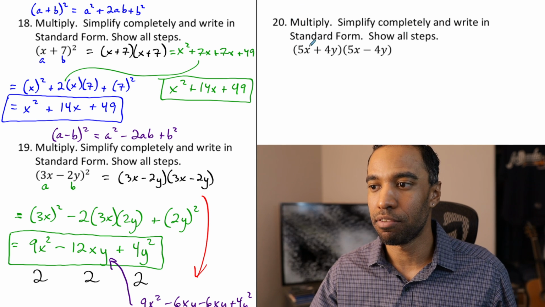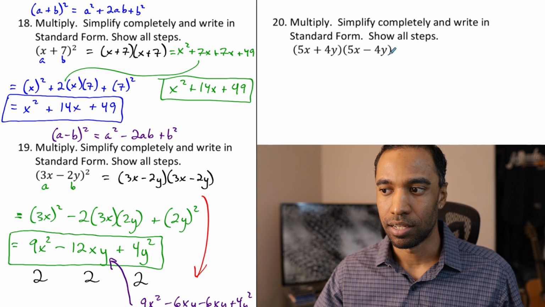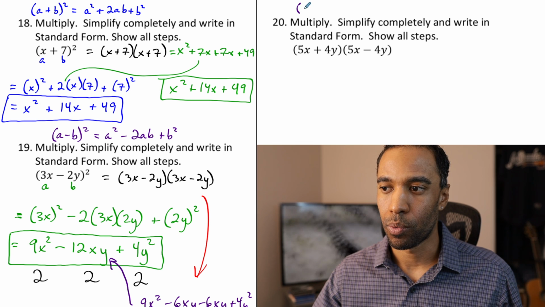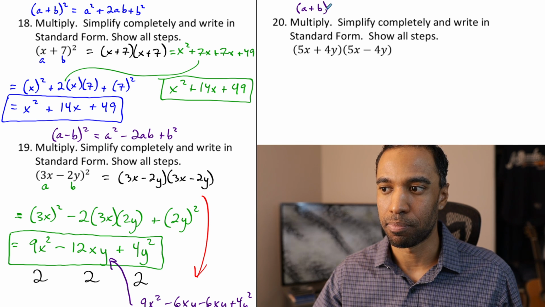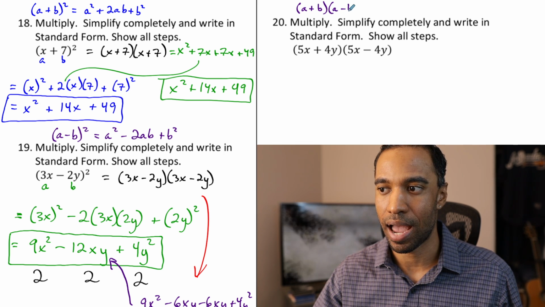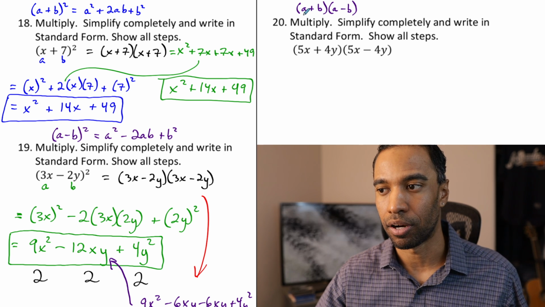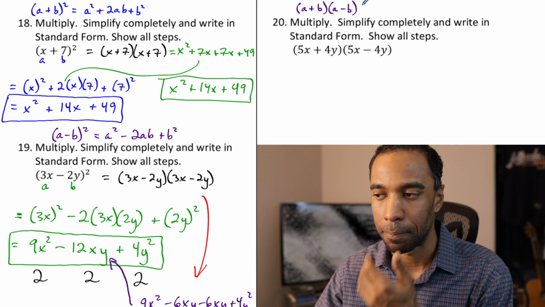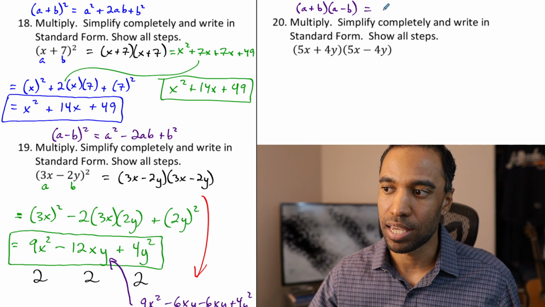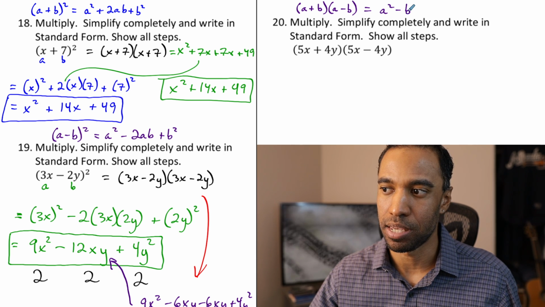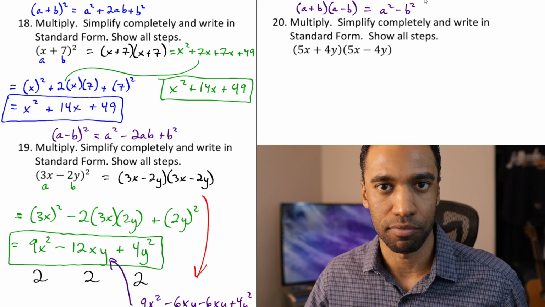Let me first give you the identity of this form here, where we have something that's adding with something else, and that same thing that's subtracting with that something else. A plus b times a minus b. That's what we have here if 5x were a and if 4y were b. The end result of these ones, guys, becomes a squared minus b squared. This is what's called a difference of two squares.